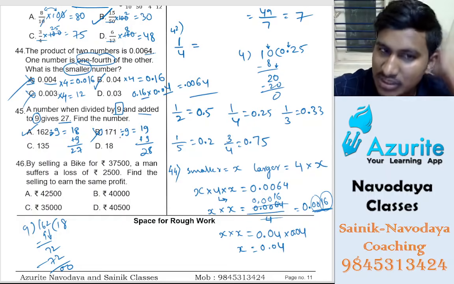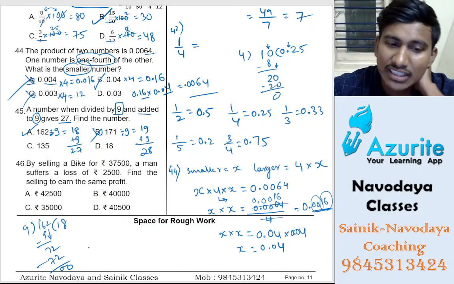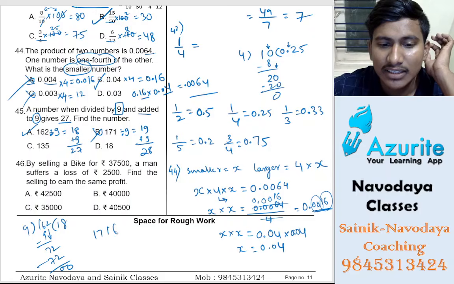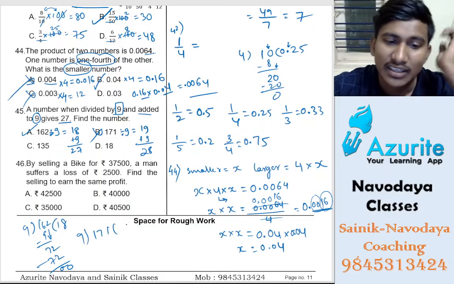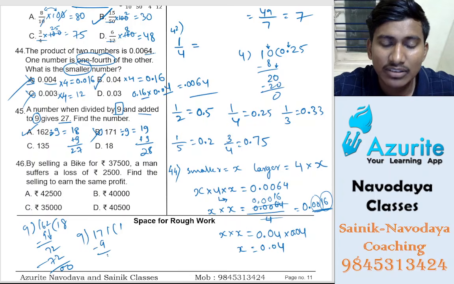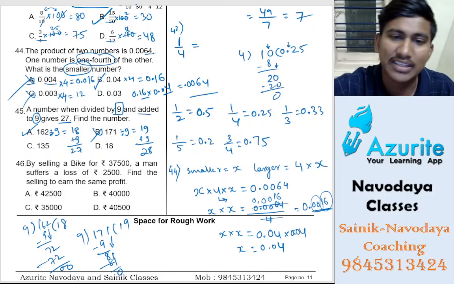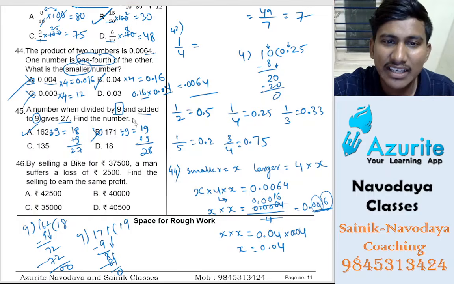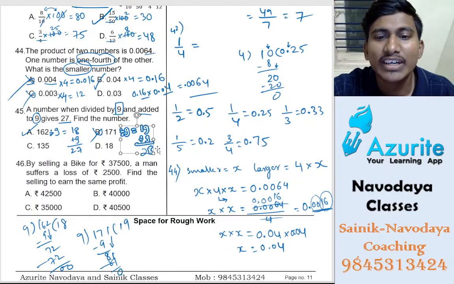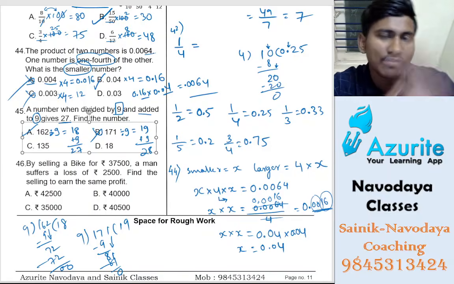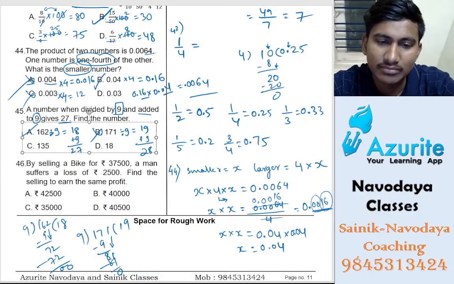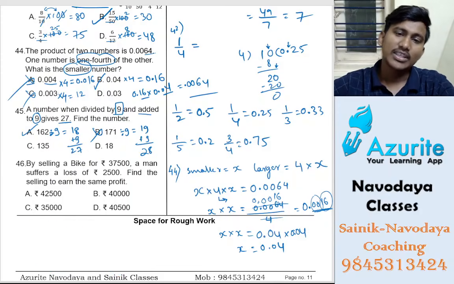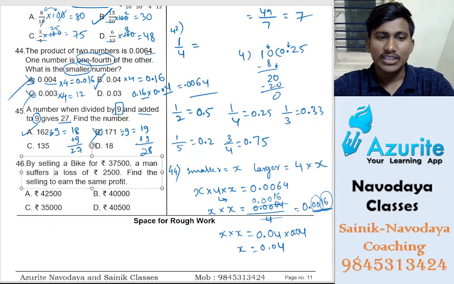If you go for option B and check it, 171 is there. If you divide 171 with 9: 9 ones are 9, 8 will be remaining, 1 will come, 9 nines are 81. So 0 here, 19 will come as the answer. So 19 plus 9, if you do, you will get 28. So that is why it is not the answer. Option A is the correct one. Okay, understood?